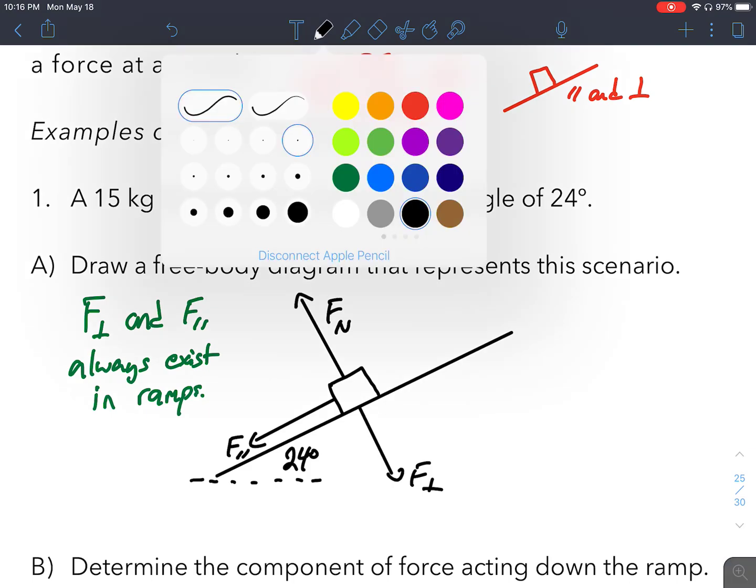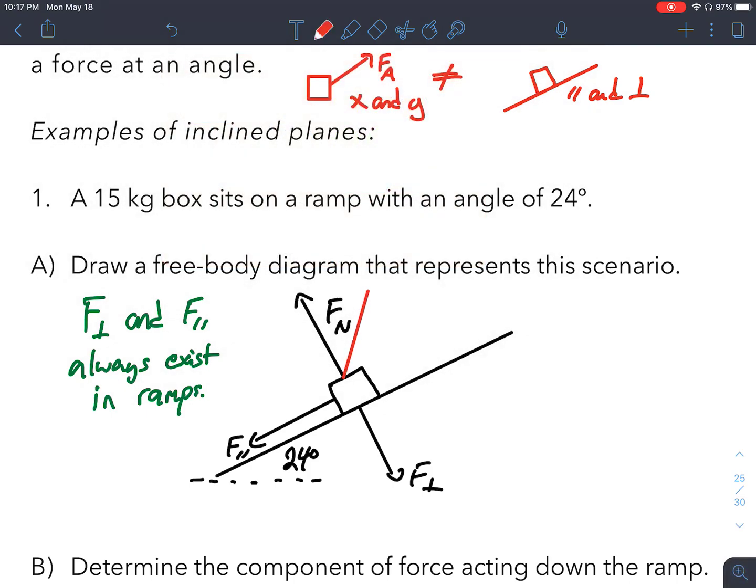Now, I'm going to put it in red. This normal force is not straight up and down. It is perpendicular to the surface. We should have a nice 90-degree angle right there. So there we go. That's all that's happening here.